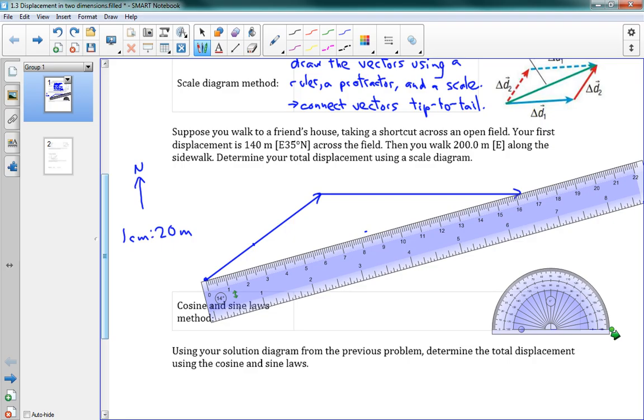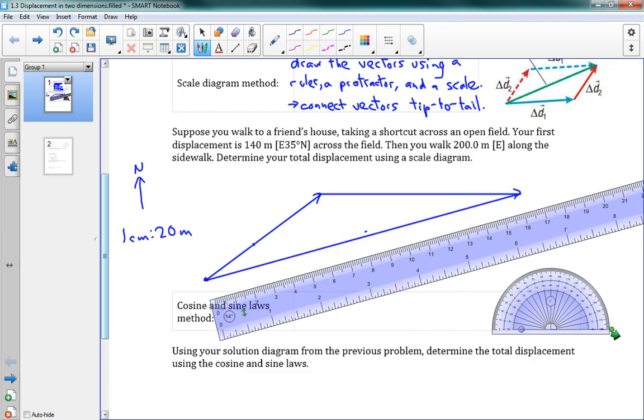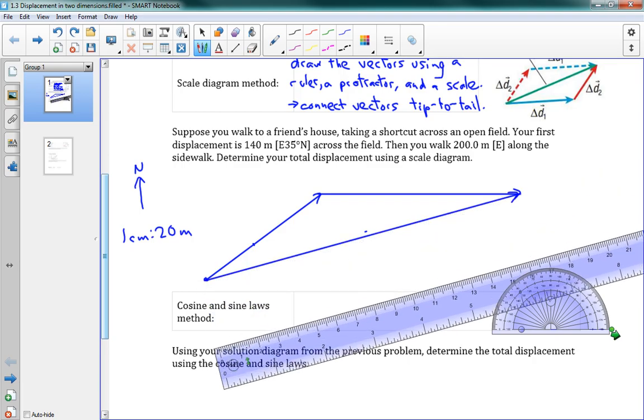So I'll draw this total line here. I'm going to say that's about 16.3 centimeters long, which now, if I convert that back into my correct units, I need to multiply by 20. So that gives me 20. Let's see. It gives me 326 meters.